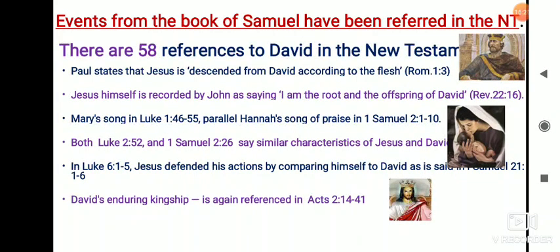And finally, Luke in Acts 2:14 to 41 tells about David's enduring kingship. God had sworn with an oath to David that he would set one of his descendants on his throne, and David foresaw and spoke about the resurrection of Christ. Acts chapter 2 verse 30 and 31.